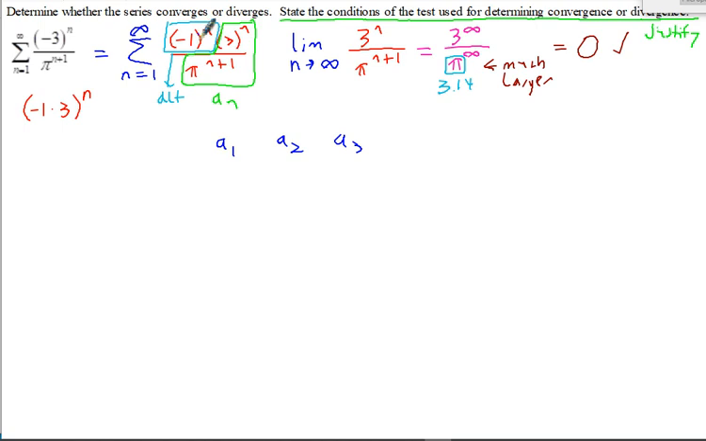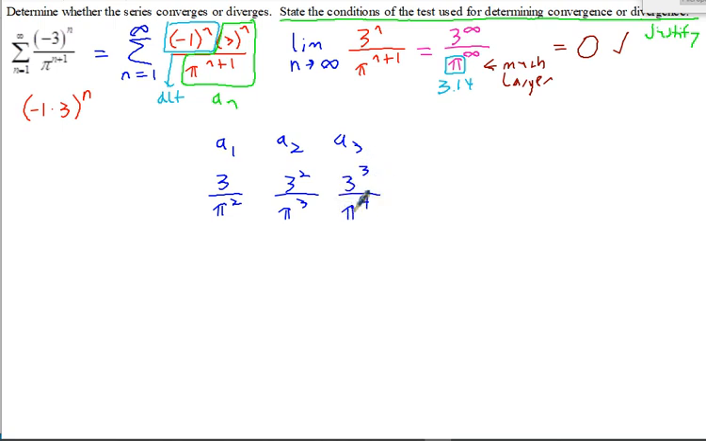Because if you use the -1 part, they're never going to keep getting smaller because they're going to alternate back and forth between positive and negative. So just ignoring whether they're positive or negative, just this part of it, are they going to keep getting smaller? The first one, you'd have 3 over pi squared. Then the second term, you'd have 3 squared, which you could simplify to 9 over pi cubed when you plug in the next integer. Then you'd have 3 to the third over pi to the fourth.